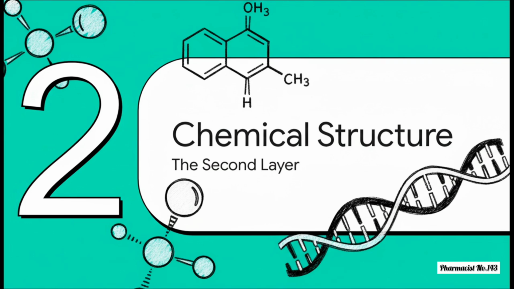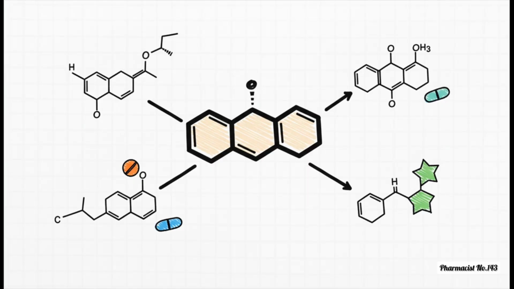Okay, so we've got our foundation, mechanism of action. Now let's add the second layer to our framework. This one's all about the drug's chemical structure. This is where all those family names you've heard before come into play. See, all the drugs that share a common chemical backbone get grouped together. And this is so useful because drugs in the same family often have similar properties, similar side effects, and even similar ways that bacteria learn to resist them.